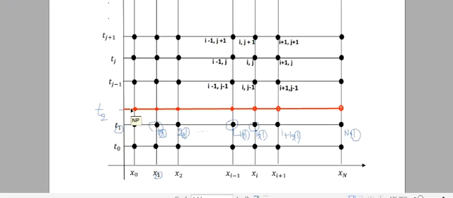0 and 2. Very good. 0 and 2. The next point? 1 and 2. And the next point? 2 and 2.